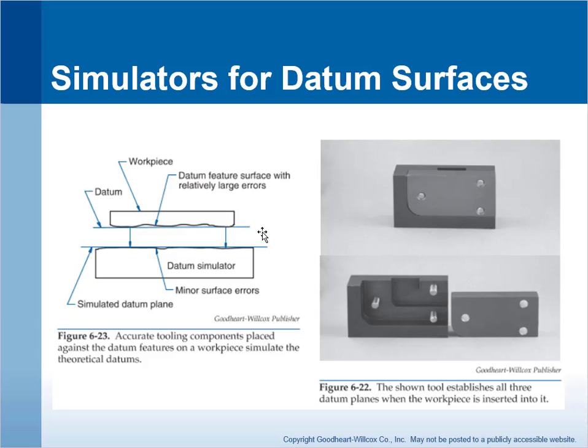So a datum is the perfect entity, if you will, whereas a datum feature surface here is the imperfect piece of the part. Okay, and then the datum simulator over here has a simulated datum plane. It has some minor surface errors in it, but it's used to simulate the datum on this part. So the datum feature is the rough surface on the part. The datum is the theoretically perfect surface. And then this is a tooling component that simulates datums.